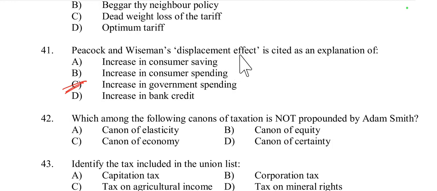It is called the displacement effect because it explains why government spending tends to increase over time, particularly in response to large scale events. So it is concentrated on increase in government spending. So option C is right here.